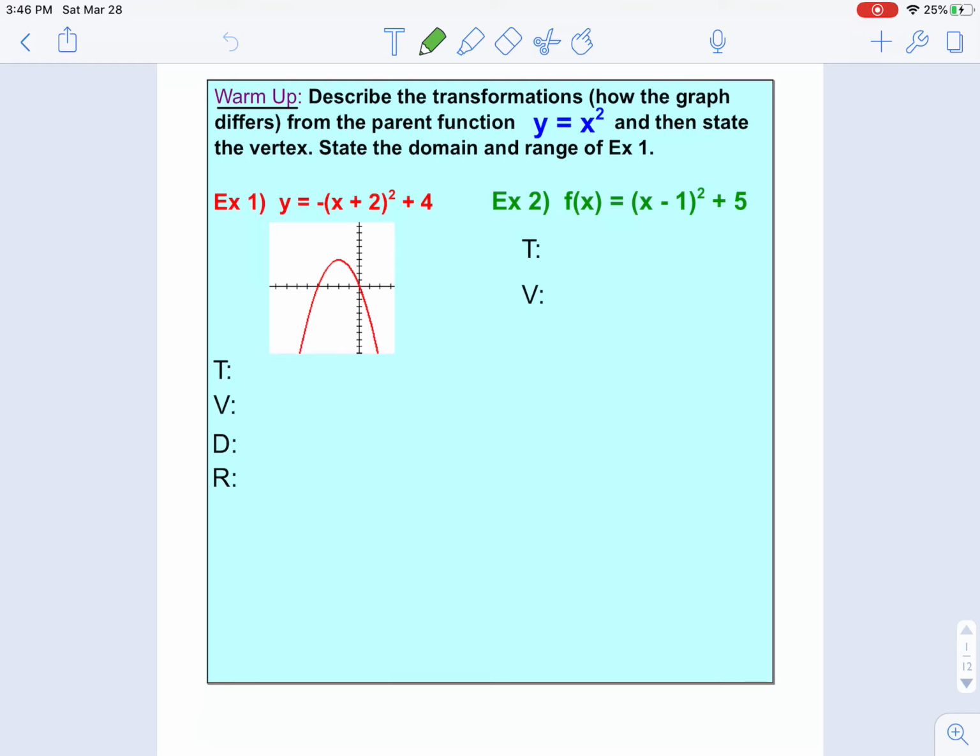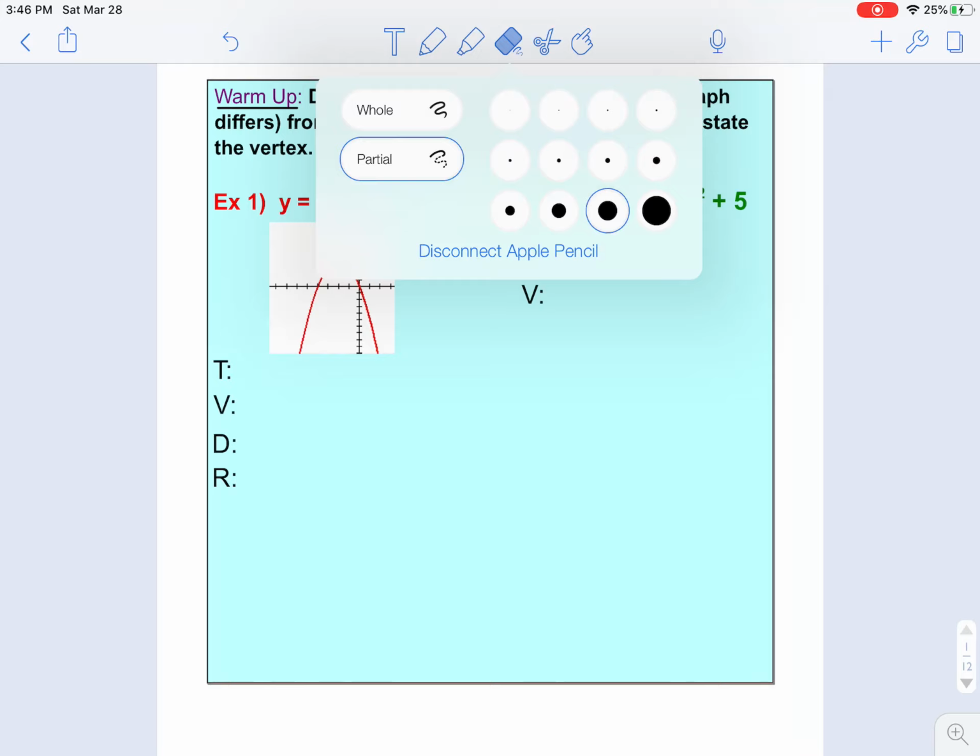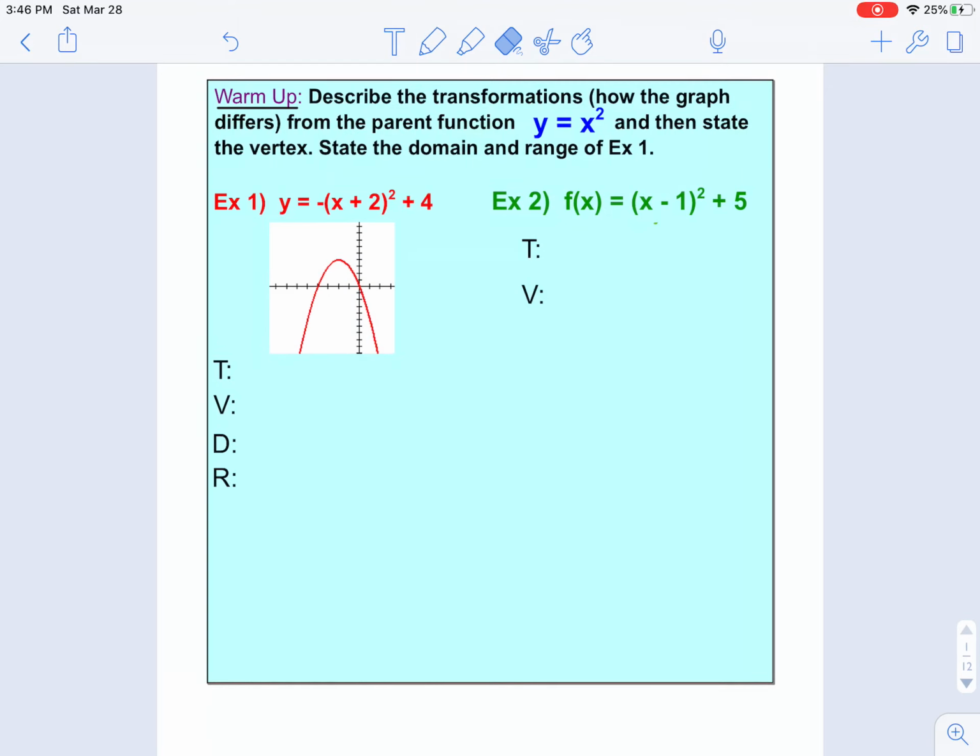Hello everybody, welcome back. Yesterday we talked about how we can take the parent function of our parabola, y equals x squared, and we can start moving it around by putting numbers either outside the parentheses or inside the parentheses, just like we did way back when we were talking about absolute value functions.